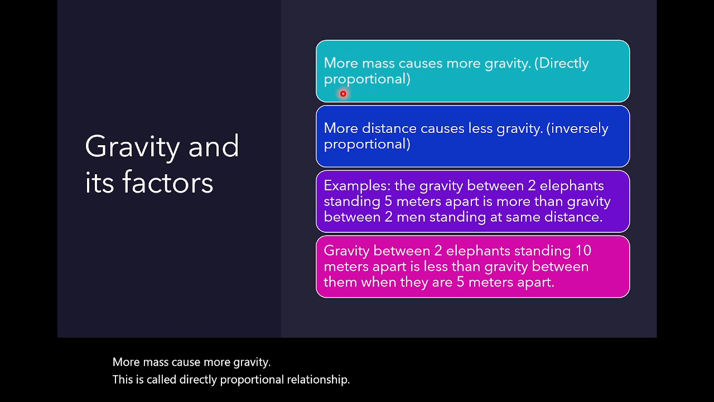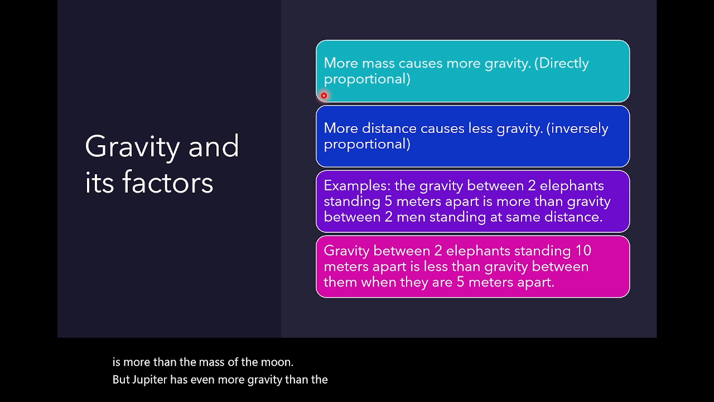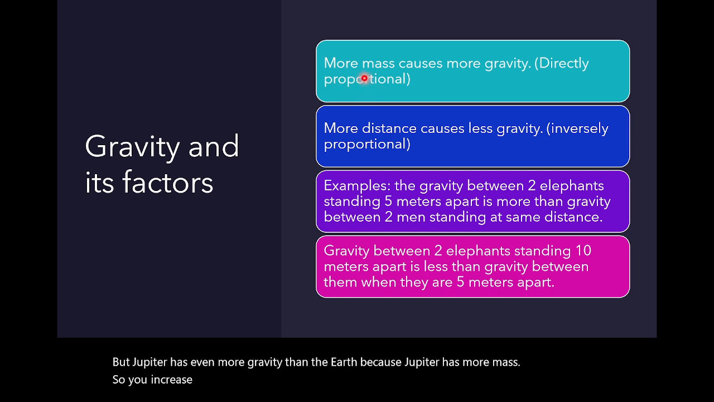So Earth has more gravity than the Moon, because the mass of the Earth is more than the mass of the Moon. But Jupiter has even more gravity than the Earth, because Jupiter has more mass. So if you increase the mass, the gravity will increase.